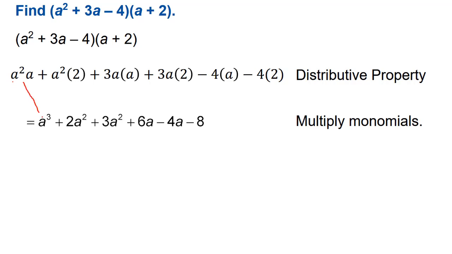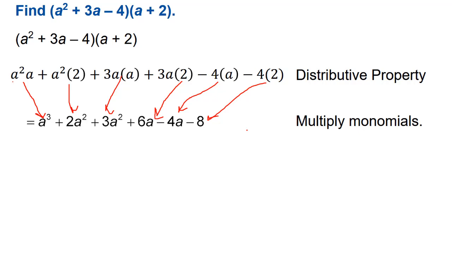So a squared times a, that's a to the third. We're adding the powers. A to the 2 times a to the 1 is a to the third. A squared times 2, 2a squared. 3a times a is 3a squared. 3a times 2 is 6a. Negative 4 times a is minus 4a, and negative 4 times 2 is negative 8.